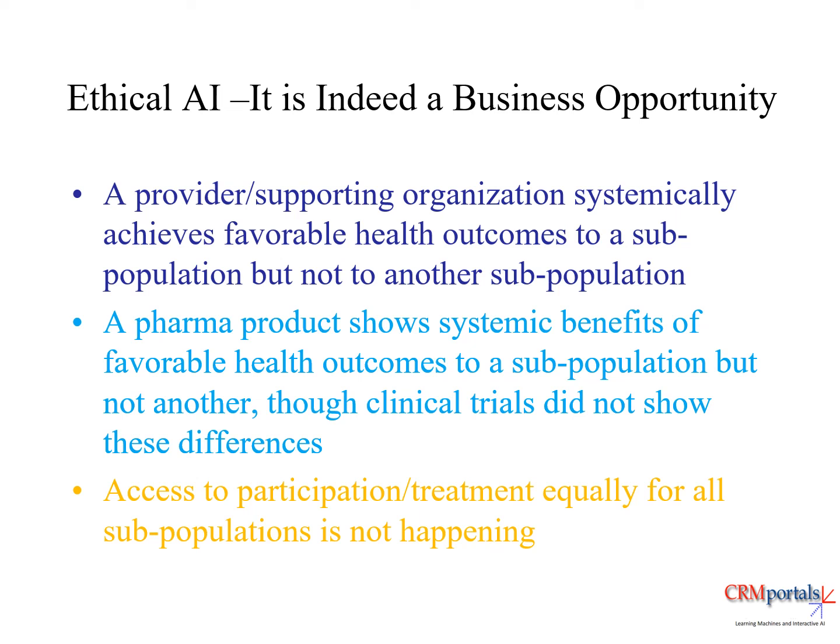I won't go through this in much detail, you just have to read it. For example, a provider or supporting organization systematically achieves favorable health outcomes for one subpopulation but not for another. It's an opportunity. A pharma product shows systematic benefits of favorable health outcomes for one subpopulation but not for another through clinical trials. Though the clinical trials did not show these differences, it's an opportunity. I don't see it as a problem to get frustrated about.